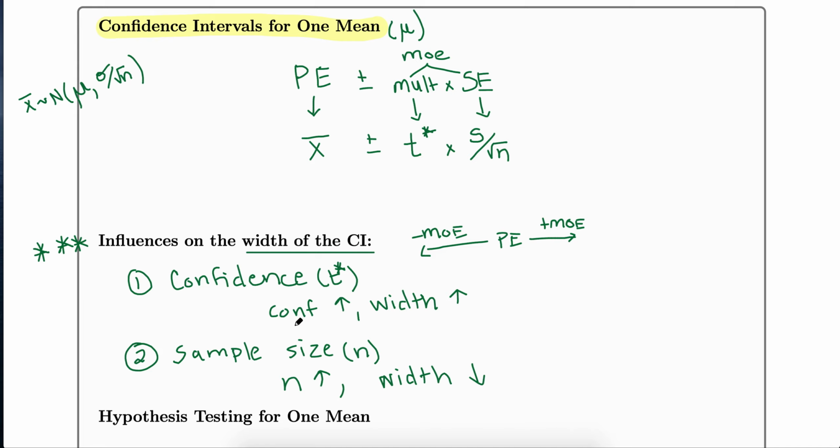Confidence has a direct relationship. More confident, wider interval. Less confident, narrow interval. Sample size has an inverse relationship. Bigger sample size, smaller interval. Smaller sample size, bigger interval.